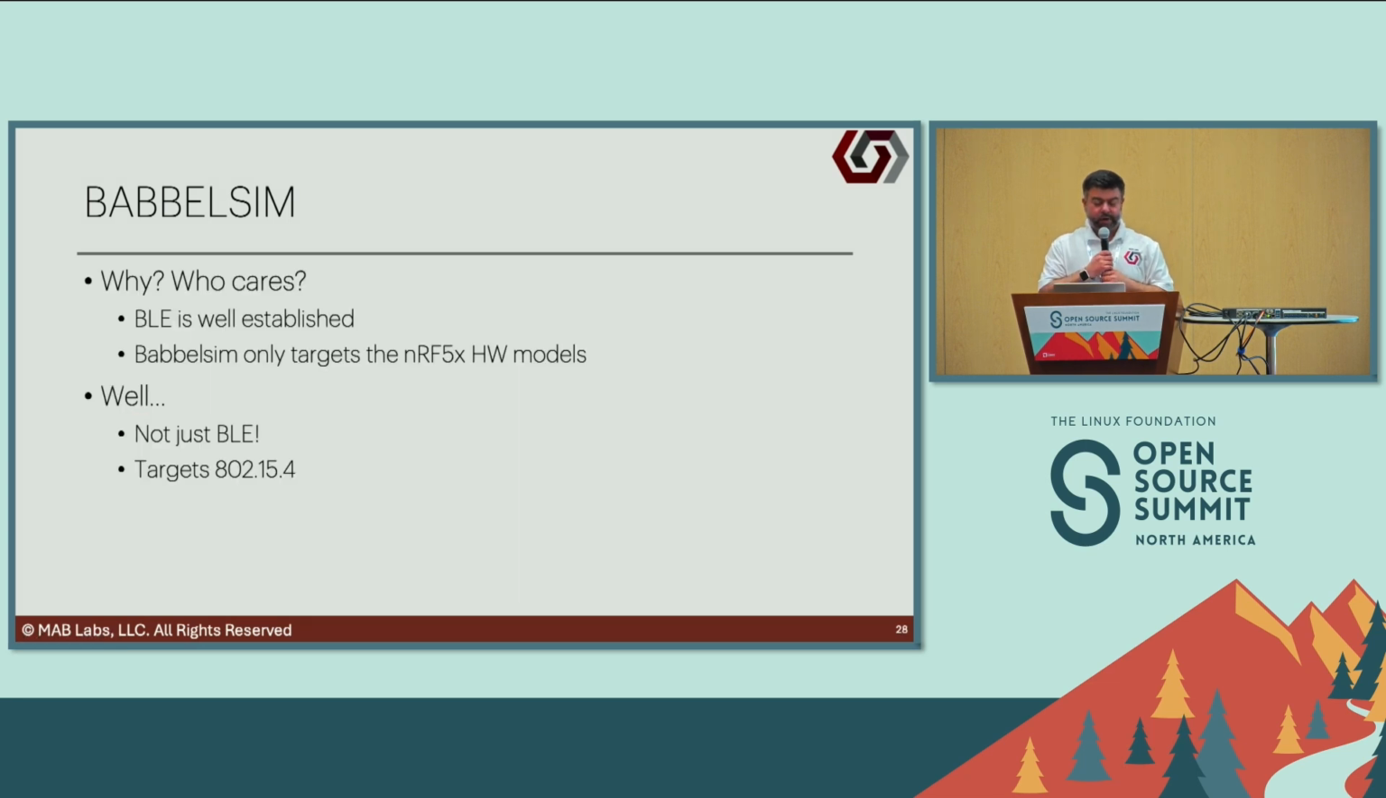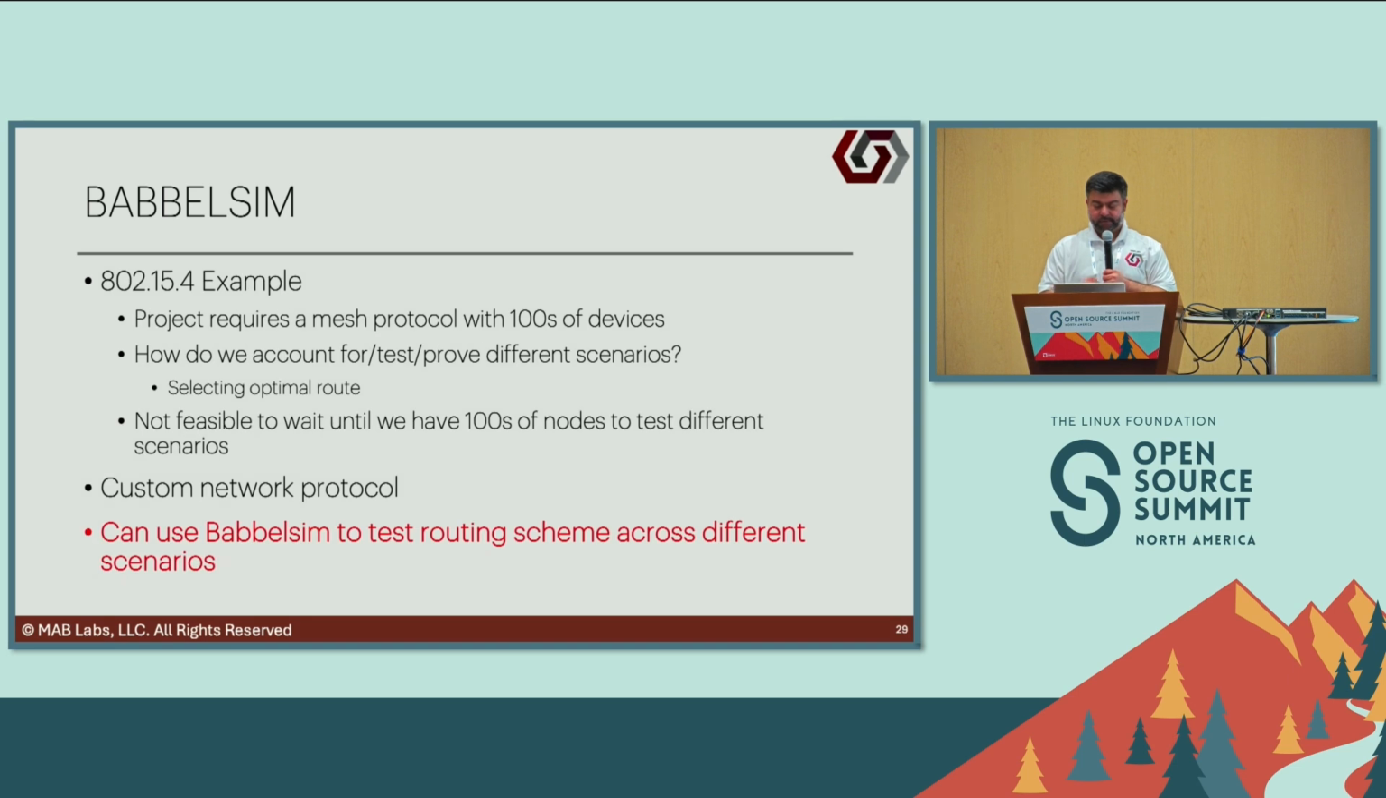Okay, so the question is, why? Who cares about BabbleSim? And the answer is, not many people are going to care too much about BabbleSim. BLE is well established. And if you really look at the repository source code for BabbleSim, it only really targets the nRF5X, the Nordic hardware models. Well, it's not just BLE. It also targets 802.15.4, and that opens up a whole slew of opportunities.